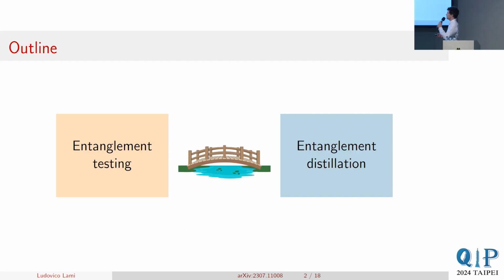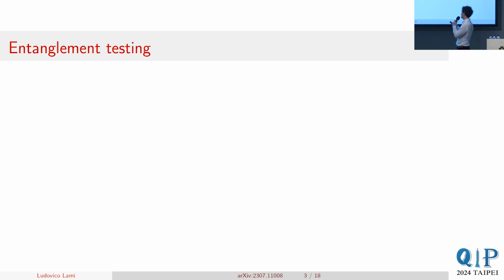As you see, it deals with two fundamental tasks in entanglement theory: on the one hand entanglement testing, which I will define in a second, and on the other hand entanglement distillation. I would argue these are two equally important tasks, and we need to understand them very well. It turns out they are very deeply connected. There's a profound connection between them, and I hope I will convince you that this is the case, and that it's worthwhile to explore it.